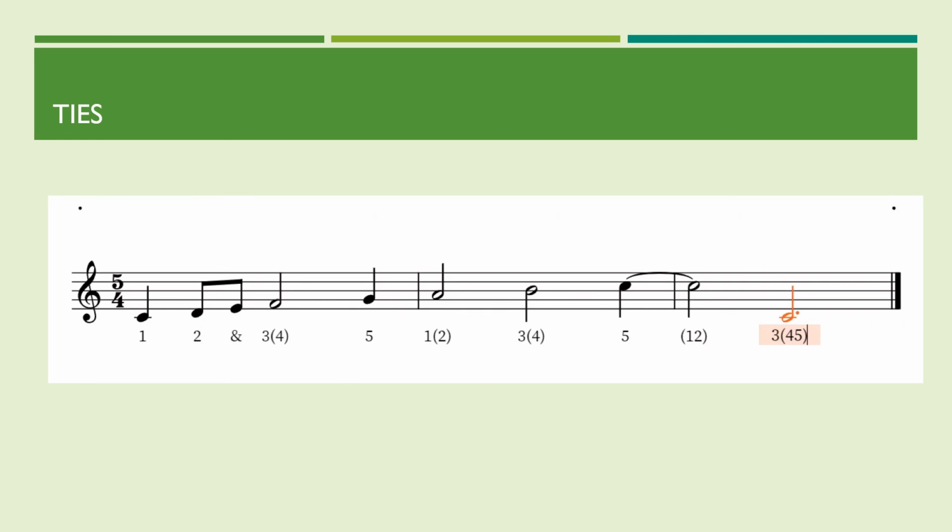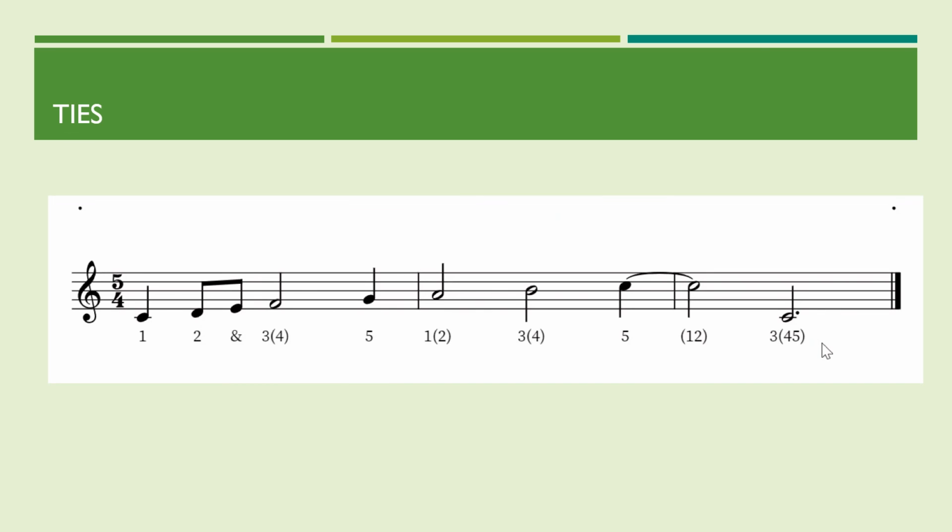This dotted half note gets 3 beats. Because the half note gets 2 beats, the dot adds half the value of the original note, so 2 plus 1 equals 3. So I put 3 counts here for beats 3, 4, and 5.